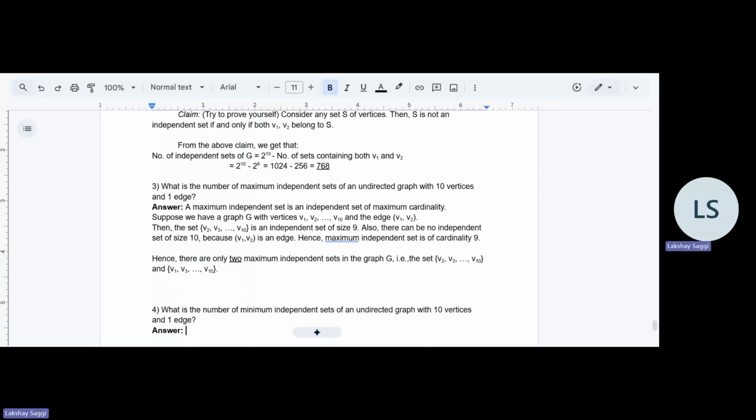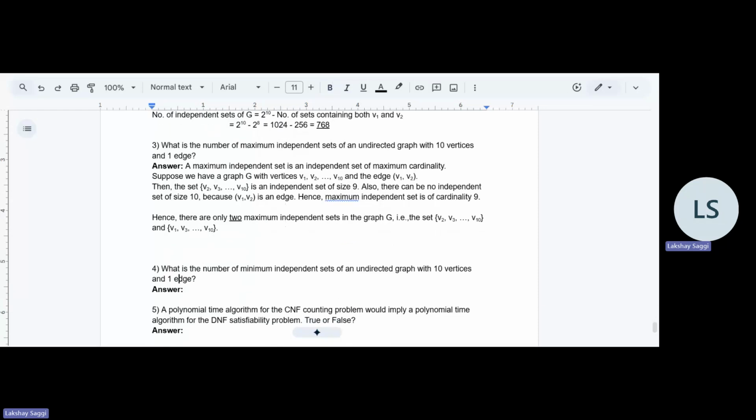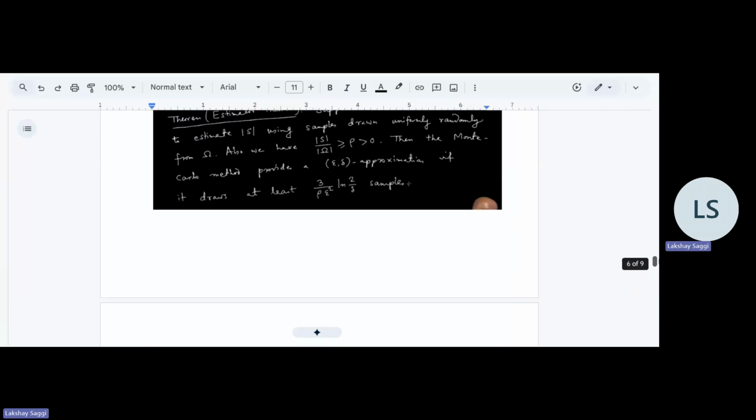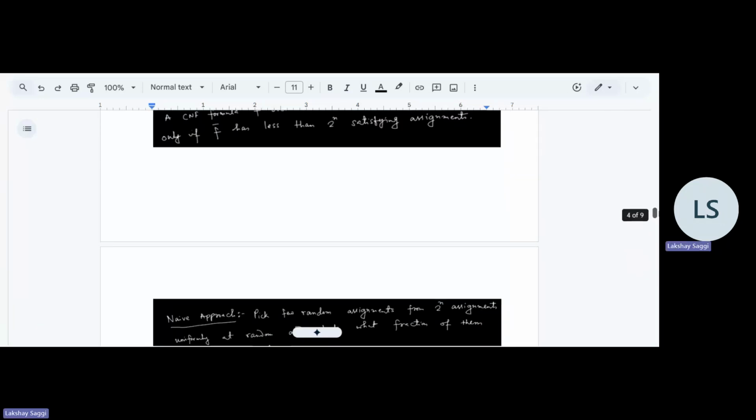So the next question says: what is the number of minimum independent sets of an undirected graph with 10 vertices and one edge? So this is kind of a trick question. One might try to think a lot about what's the minimum possible independent set, but the straightforward answer is one. And why is this? Because the minimum independent set will be the independent set of minimum cardinality, right? But we know that the empty set, or set of no vertices, is also an independent set, as we already saw in the counting problem.